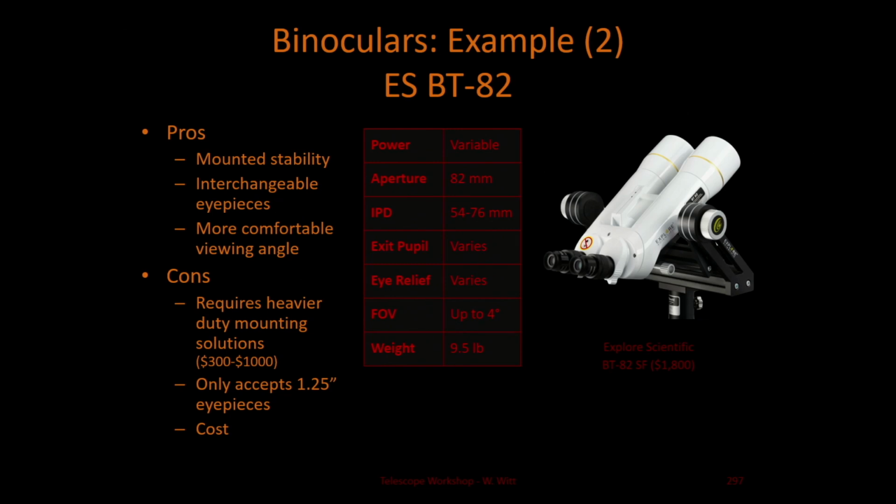You can switch out the eyepieces. So this accepts 1 1/4 eyepieces. Remember, 1 1/4 and 2 inch are kind of the main classes of eyepieces we're talking about. These accept only 1 1/4 eyepieces, but that's a ton of eyepieces. So you can get better quality optics, better characteristics, magnification, field of view, all that stuff. And they're kind of pricey, so I'd call that a con. But the IPD is pretty good, 54 to 76 millimeters. So most people can use it. And eye relief will depend on your eyepieces.